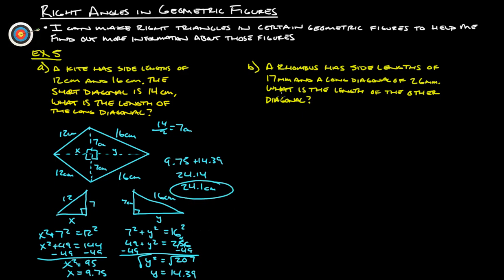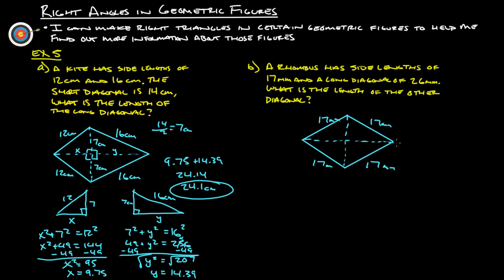Okay, B: a rhombus has side lengths of 17 millimeters and a long diagonal of 26 millimeters. What's the length of the other diagonal? Same idea. Let's draw a picture, and then let's draw the diagonals in there too. The side lengths are all 17, in millimeters. And the long diagonal is 26.